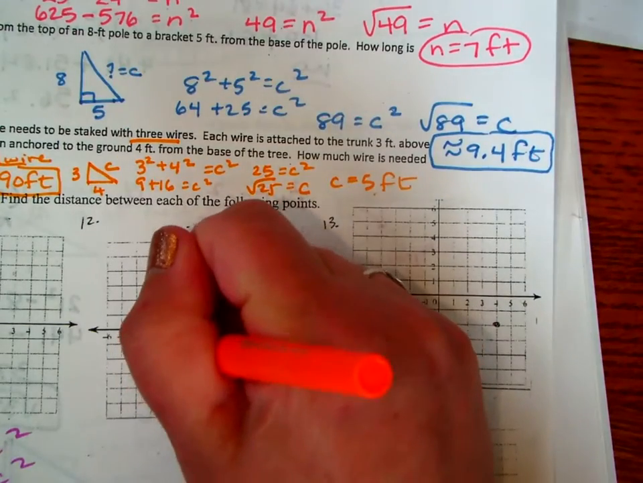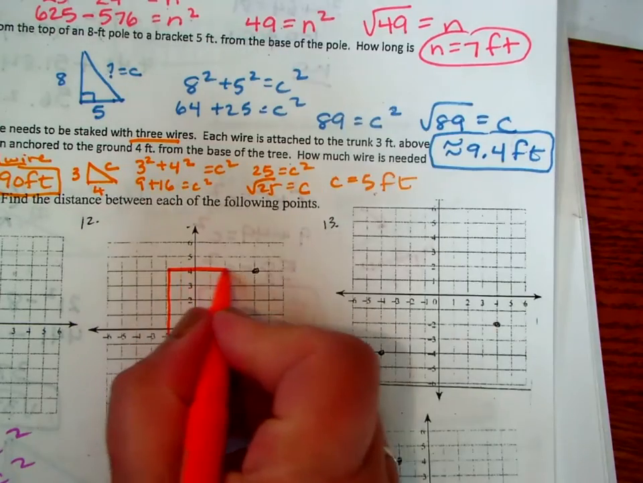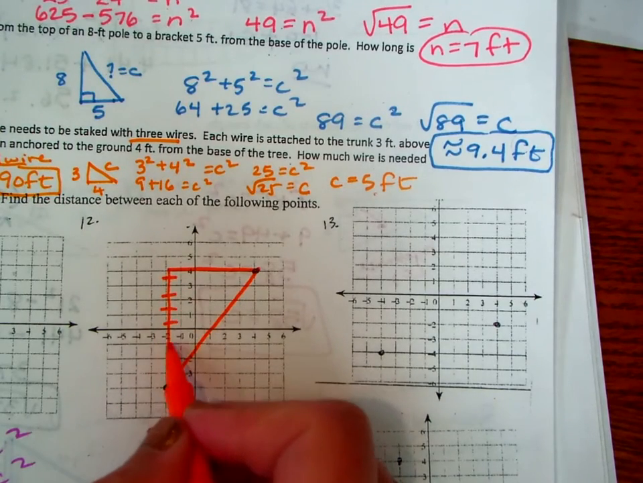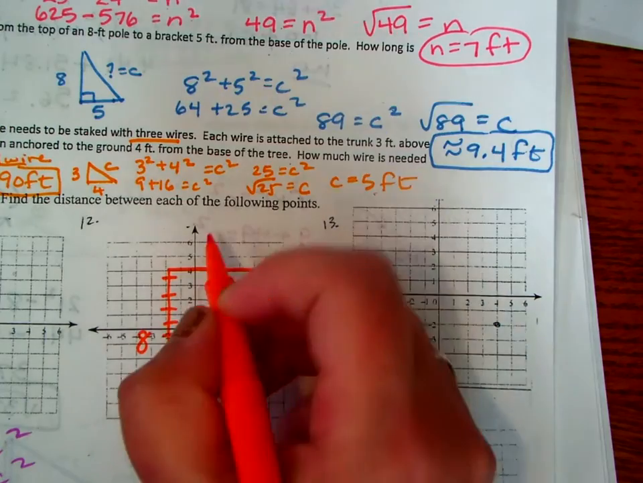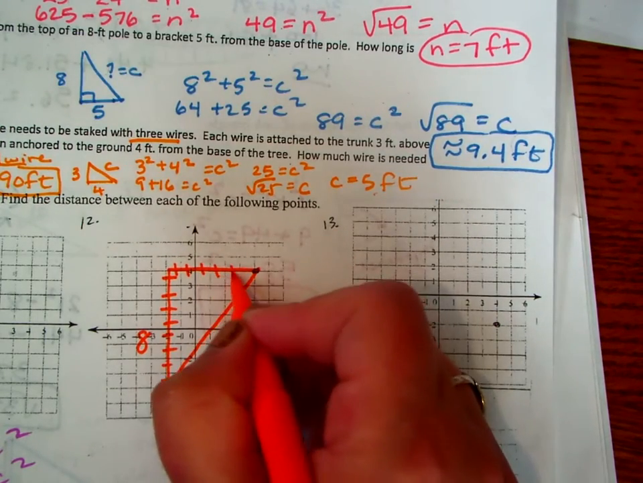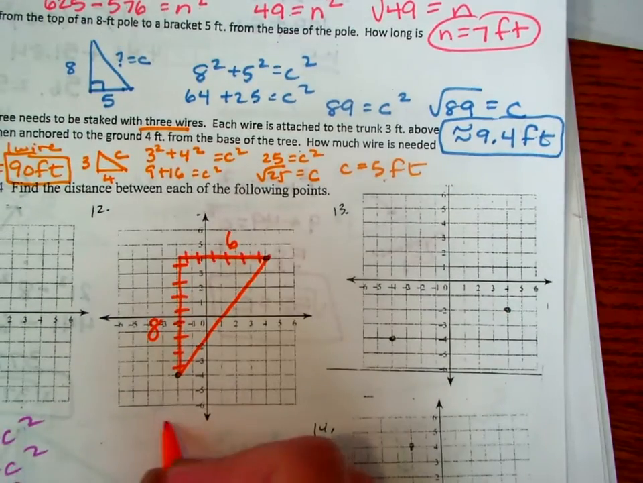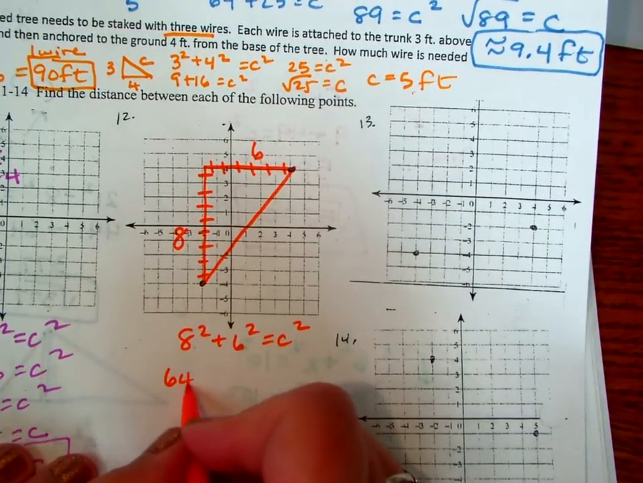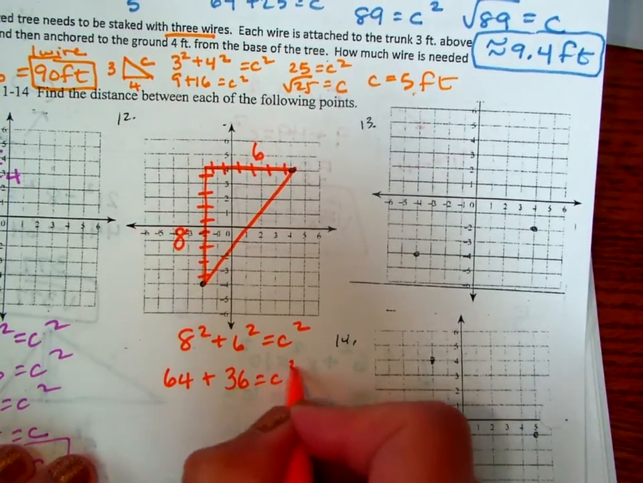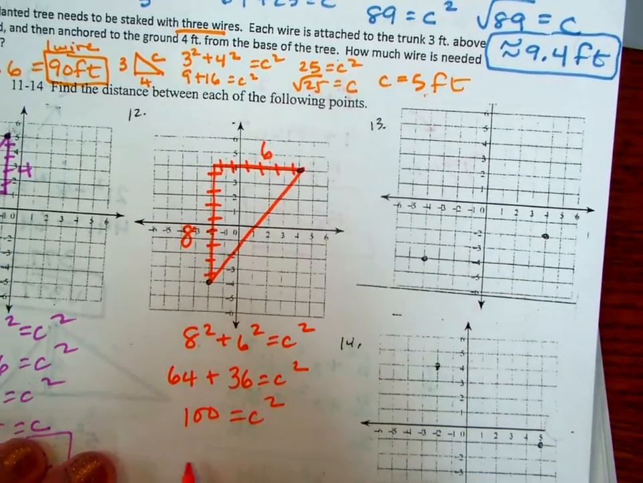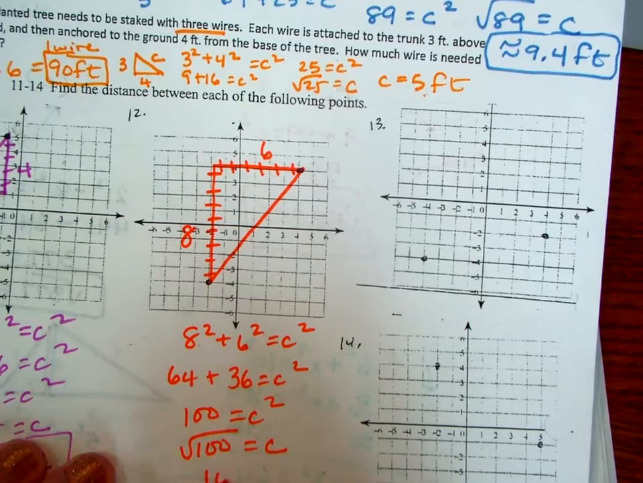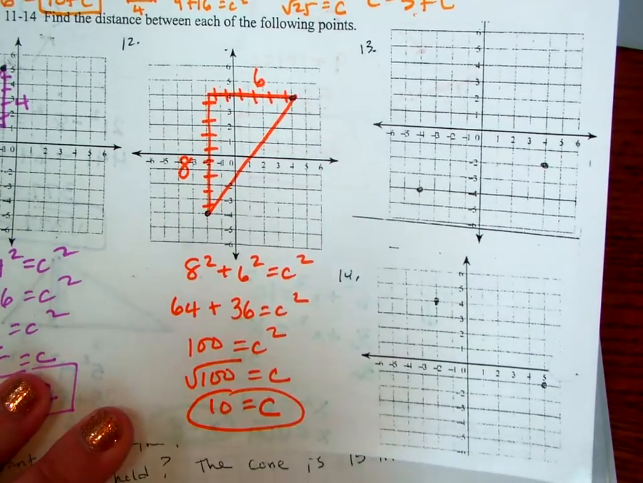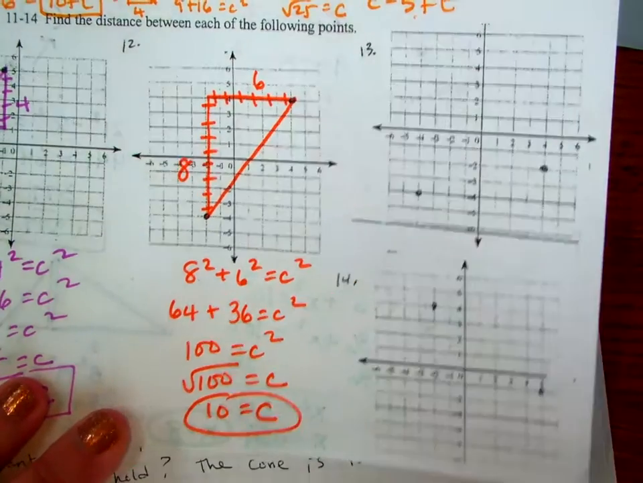So I'm going to go up above this time. So up here and over here, and then that's my hypotenuse there. So I have 1, 2, 3, 4, 5, 6, 7, 8 on that side. And 1, 2, 3, 4, 5, 6 on this side. All right, so I'm going to do 8 squared plus 6 squared equals C squared. 8 squared, of course, is 64. 6 squared is 36. So here is 100. And again, this one's a perfect square, so my answer is exactly 10, and you can't leave that one as a square root.